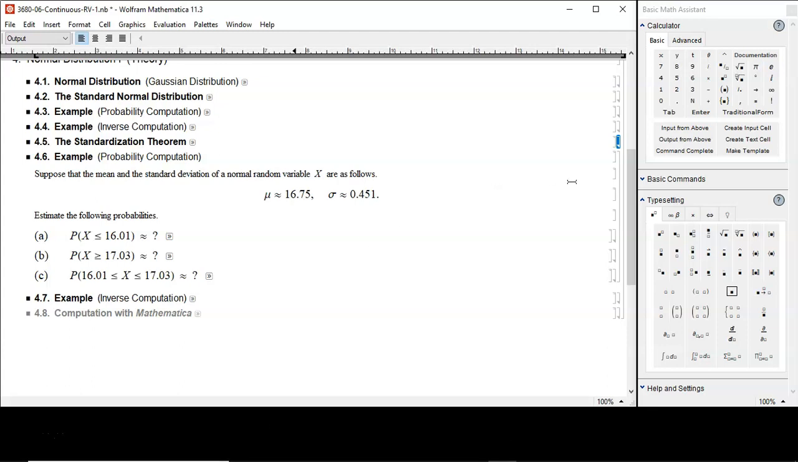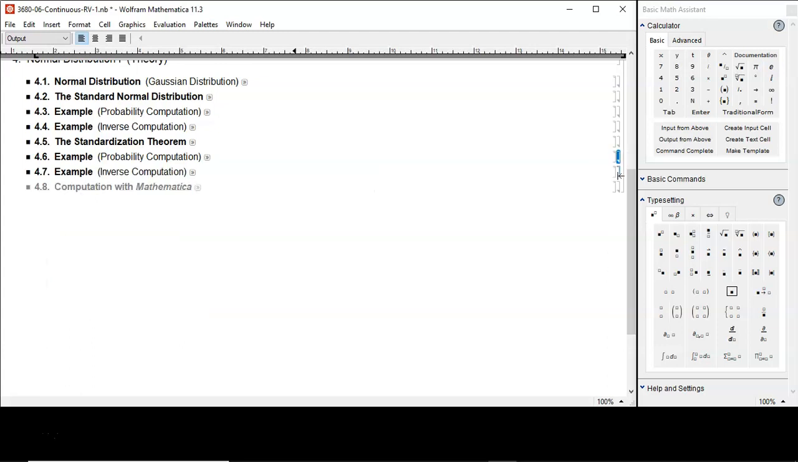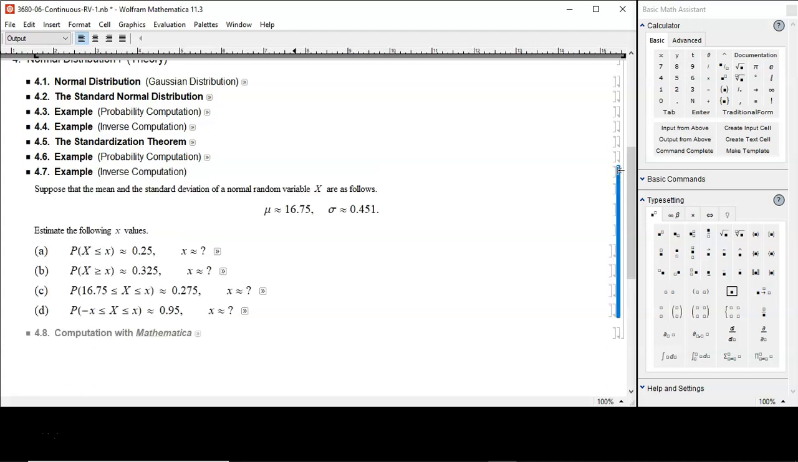Do you have enough time? I guess we have enough time for some inverse problems. How about these? Okay. Mu is 6.75 and sigma is 0.451. Again, the same problem, I guess. And then the probability that x is less than something is 0.25. Well, look up the z table and get it.